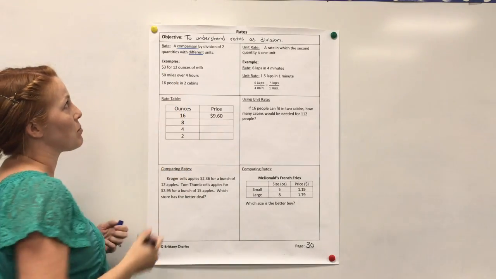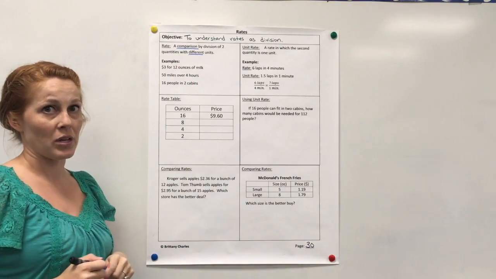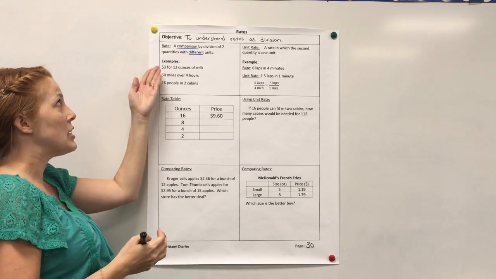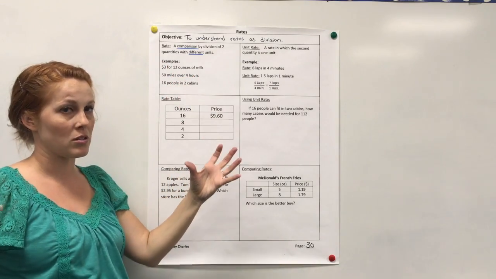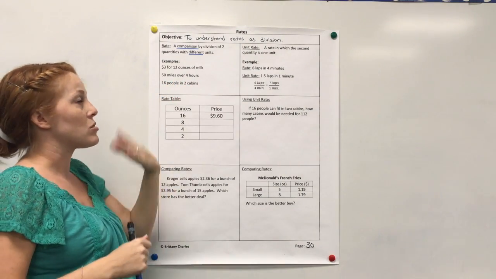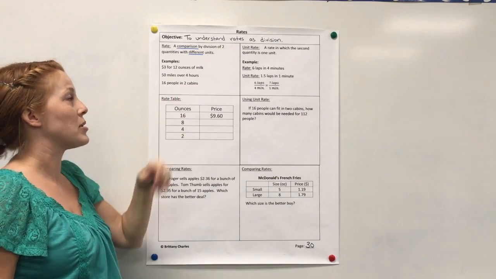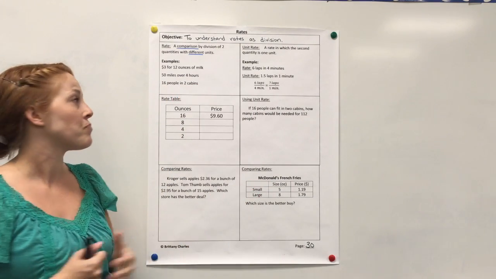So here are some examples of rates. $3 for 12 ounces of milk. So your units would be dollars and ounces, different types of quantities. Okay, 50 miles over 4 hours, miles, hours. 16 people in 2 cabins, people, cabins.